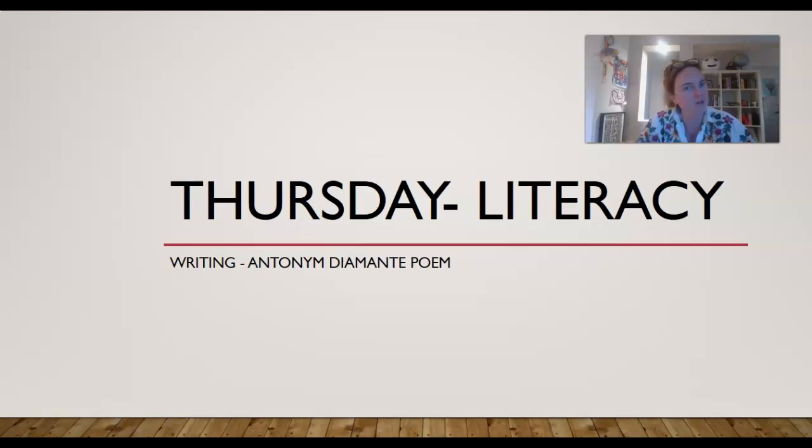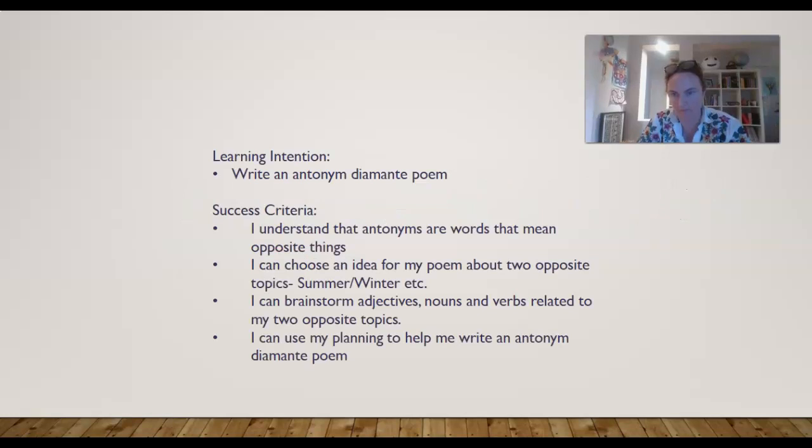Who can tell me what type of poetry we started to look at yesterday? Kobe, Lewin, can you tell me? What about you, Kai? Susie, who can tell me? Yes, we started to look at diamante poetry, and specifically, we were looking at antonym diamante poems. Today, we are going to learn how to write an antonym diamante poem.